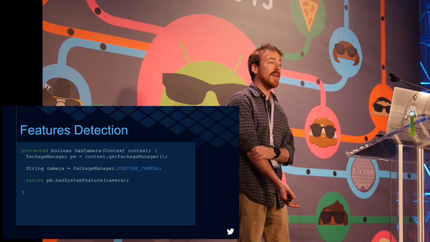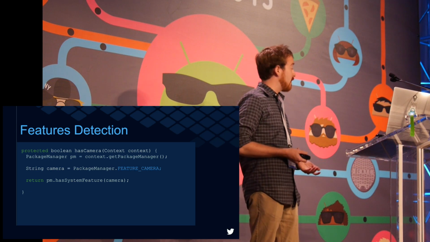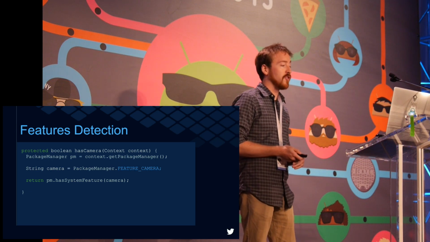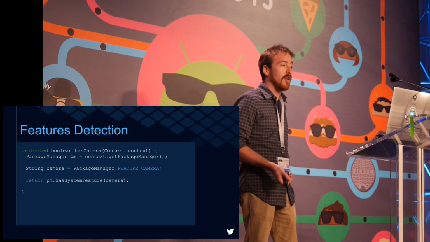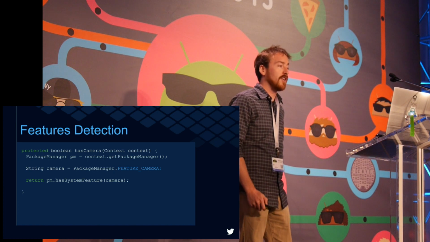Take an example of a social camera app. On a tablet without a camera, you still may want the user to be able to browse photos and upload photos, but maybe they're not able to take them. So you would just detect this at runtime and disable the camera functionality.